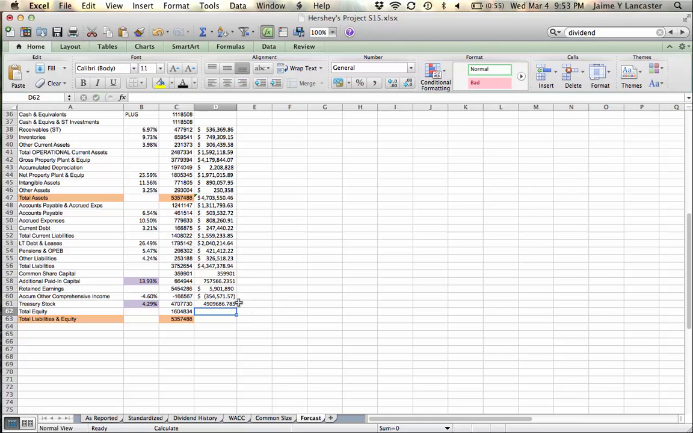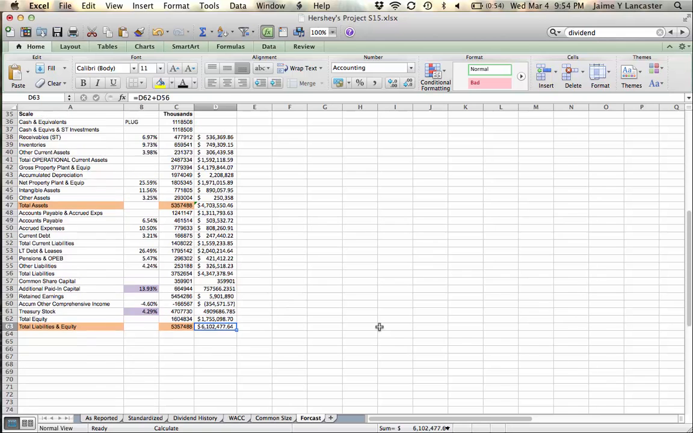And this is a contra equity account, so it subtracts from our total value of equity. So our common share capital plus additional paid-in capital plus retained earnings plus accumulated comprehensive income, because it's listed as a negative number, minus treasury stock. That's our total equity. So our total liabilities and equity is shareholders' equity plus total liabilities, 6 million.